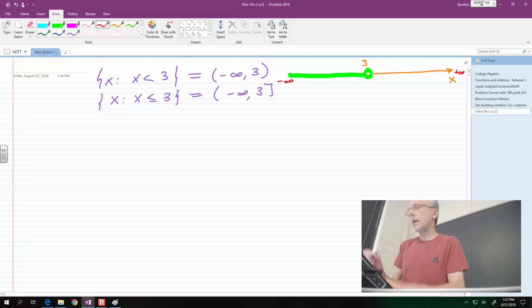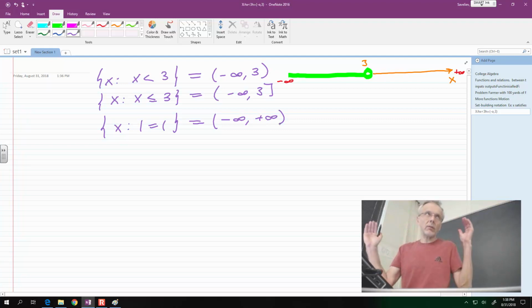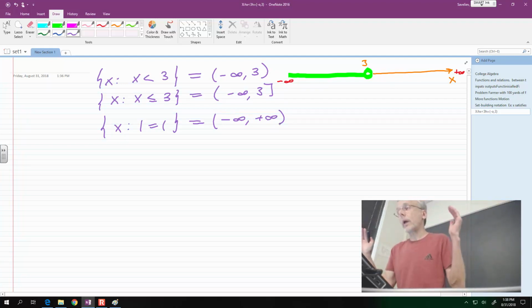Okay, and then there is one that came up a minute ago, x, that 1 is equal to 1, say. Okay, so in other words, there is no restriction. How do we write all numbers, all real numbers? It's either negative infinity, positive infinity. So the interval runs all the way from left to right. So it's once again interval notation.